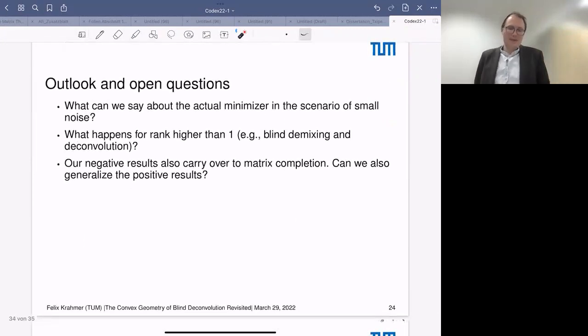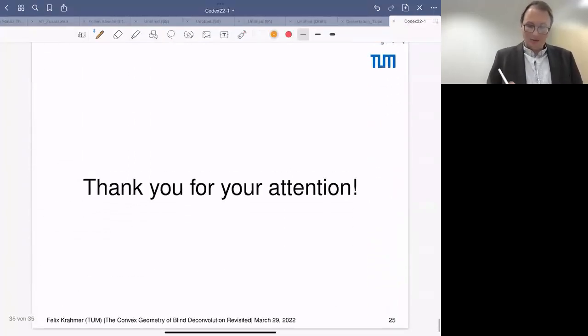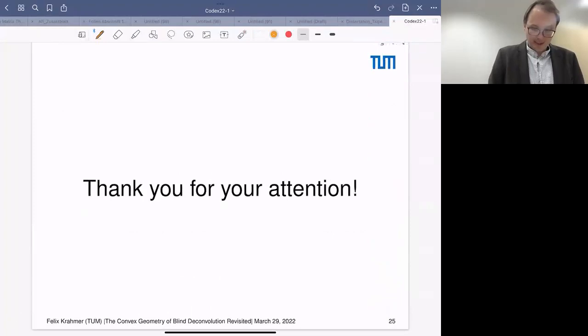And the other point where the negative results that I showed you in the beginning would carry over is the problem of matrix completion, where of a low rank matrix only very few entries are observed. That's actually work in progress, where we're trying to see to which extent we can also generalize the positive results that we saw at the very end to matrix completion. So I think that's the end. I would like to thank you for your attention.